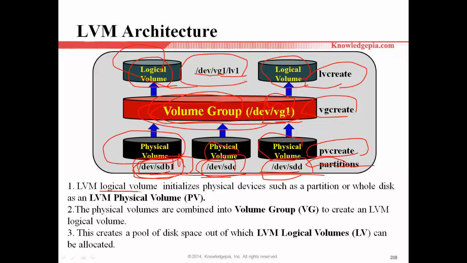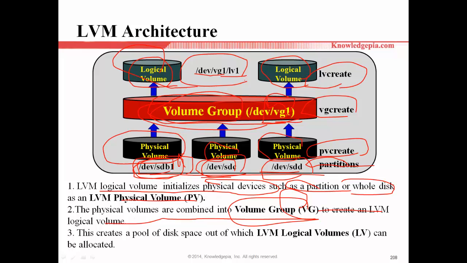So for LVM, logical volume management, we initialize the physical device first, like a partition or whole disk. Normally we say this is a physical volume. The physical volumes are combined into a volume group, the VG, to create LVM logical volumes. The volume group creates a pool of disk space, out of which logical volumes can be allocated. After creating a file system on the logical volume, we can mount it to use the disk volume.